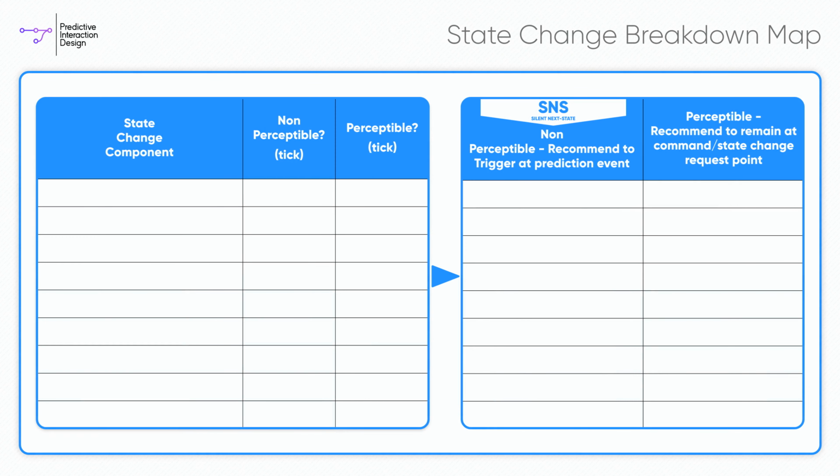Now here we've got something called the state change breakdown map. This is a tool that you can use to break down the low-level components or processes that run after an interaction in your system and define silent next state for your system. So what we'll do is fill this out given that first TV example.